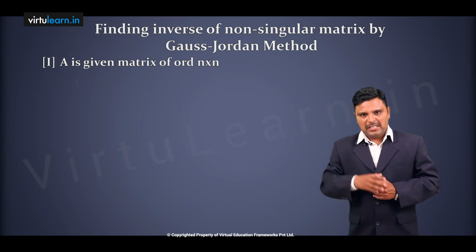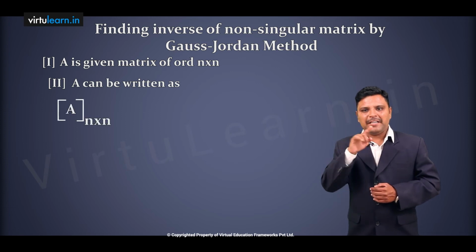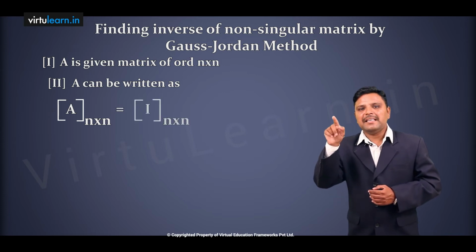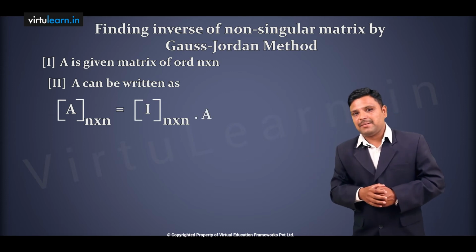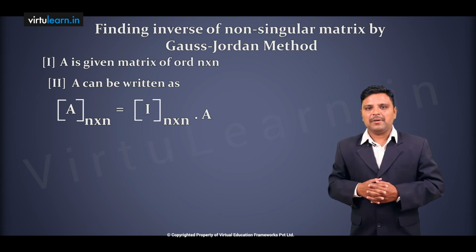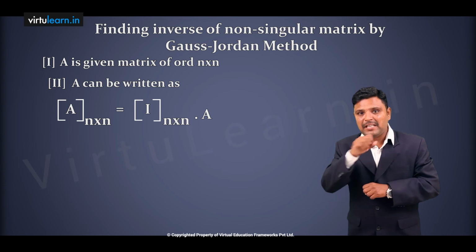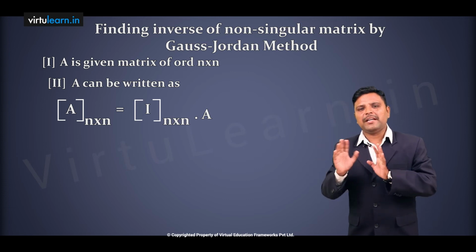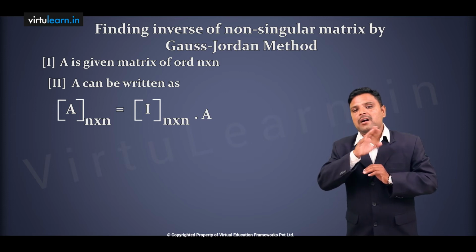Second step, the matrix A can be written as A equal to, I am writing here, A of order n by n equals the identity matrix I of order n by n into just A. I am writing just A, not the matrix symbol. When I write the matrix symbol, you should write that matrix with elements. When I write just the letter A, you have to understand that we are not doing anything on that matrix. We are not applying any row or column operations.